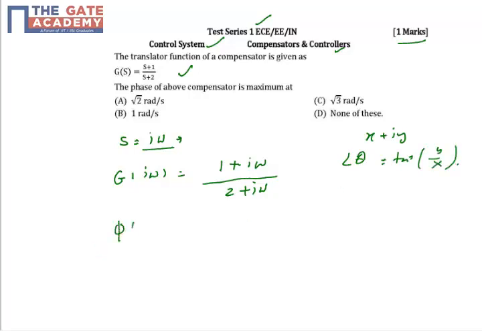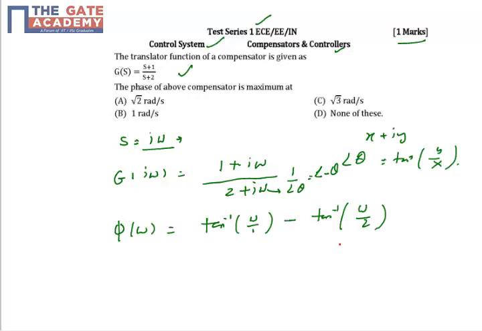So my phase phi of omega will be tan inverse of omega by 1, and it will be minus tan inverse of omega by 2, because the denominator is 1 upon theta. You know, 1 by theta is equal to minus theta. So the same logic: if we take the angle of the denominator, we need to add a minus sign here. So this is the phase of this compensator, tan inverse omega minus tan inverse omega by 2.